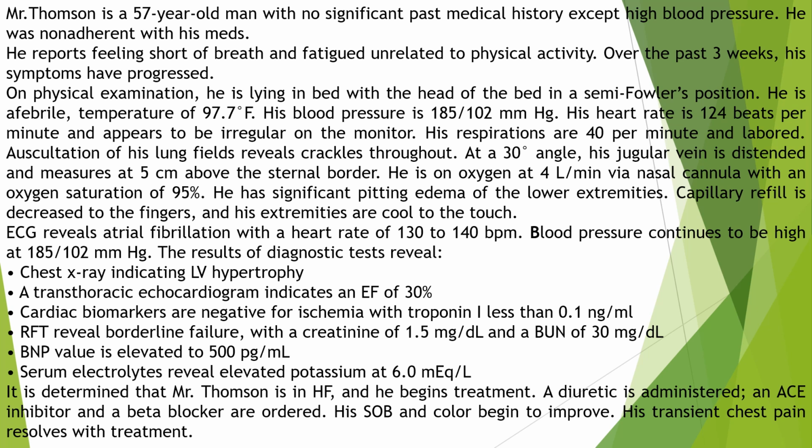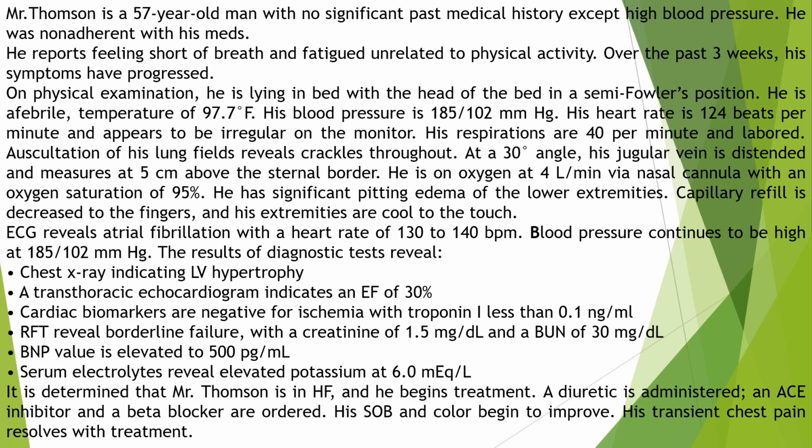ECG reveals atrial fibrillation with a heart rate of 130 to 140 beats per minute. Blood pressure continues to be high at 185/102 mmHg. The results of the diagnostic tests reveal a chest X-ray indicating left ventricular hypertrophy. A transthoracic echocardiogram indicates an ejection fraction of 30%. Cardiac biomarkers are negative for ischemia, with troponin I less than 0.1 nanogram per ml.